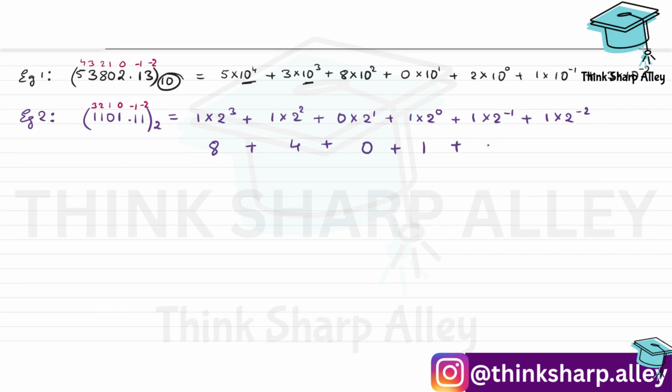2 to the power -1 is 0.5 and 2 to the power -2 is 0.25. In case you have forgotten, let me just remind you, 2 to the power -2 means 1 by 2 square, which is 1 by 4, and that's how we get 0.25. Now adding all of these, I get 13.75, and that is the number in decimal system.